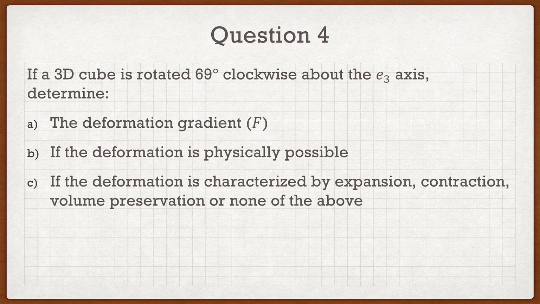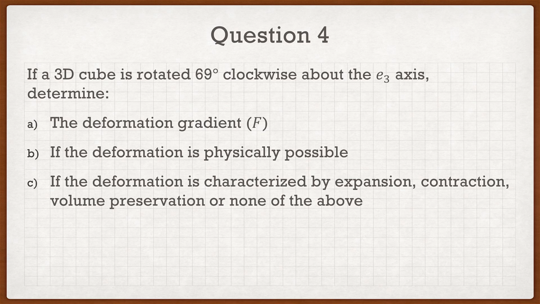The question is very simple, and it says: if a 3D cube is rotated 69 degrees, and I know you guys are thinking, nice, rotated 69 degrees clockwise about the E3 axis, determine A, the deformation gradient F, B, if the deformation is physically possible, and C, if the deformation is characterized by expansion, contraction, volume preservation, or none of the above.